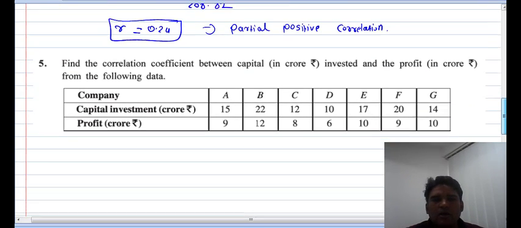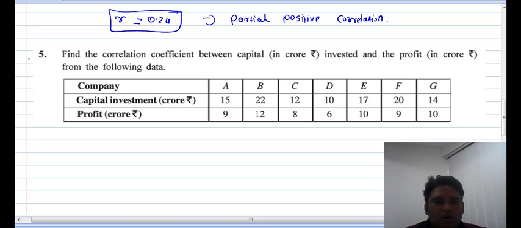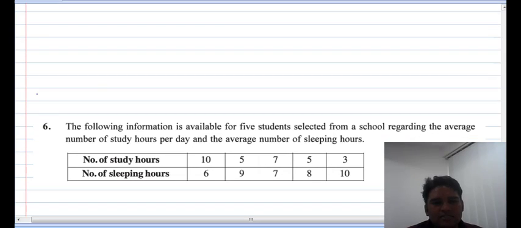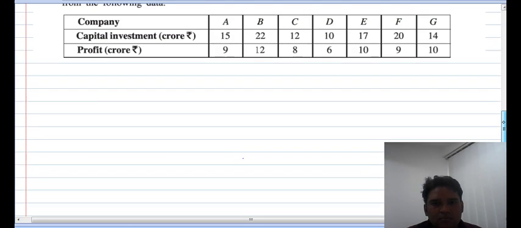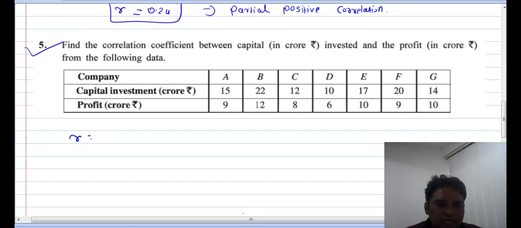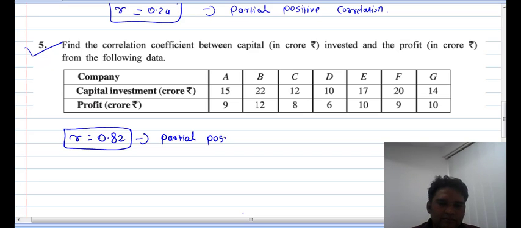Now based on this you have to solve question number 5 on your own and question number 6 on your own. Take the screenshot and solve this. Now the answer of question number 5, that r is equal to 0.82, right? Partial positive correlation.